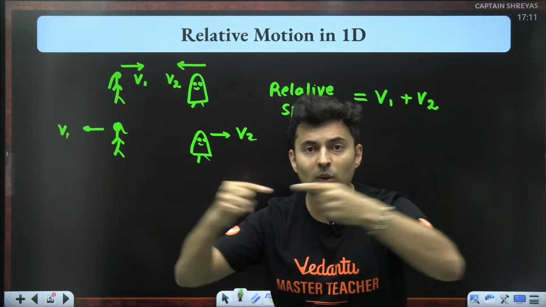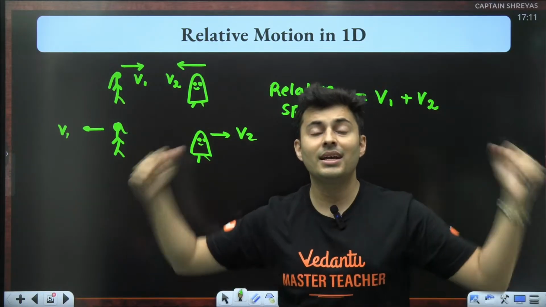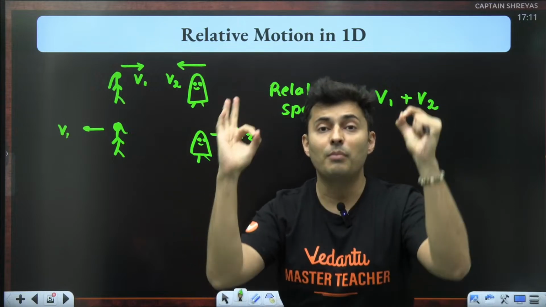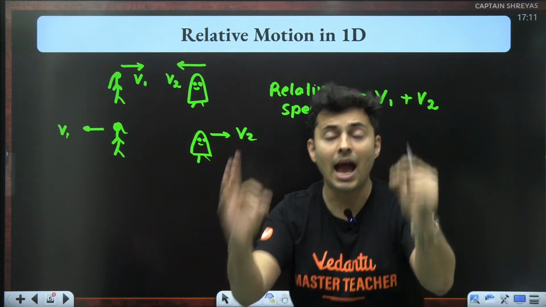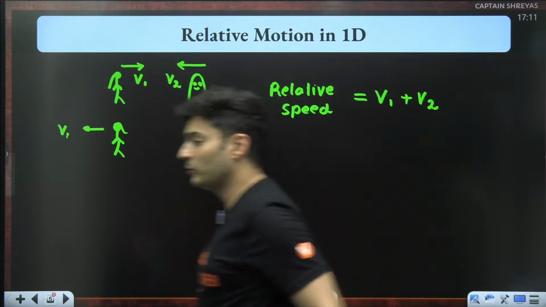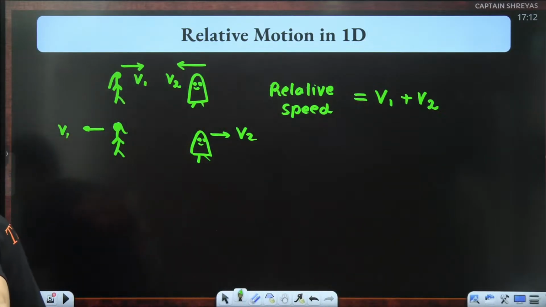So whether moving towards each other or away from each other, understand the speeds, magnitudes will basically add when you find the relative motion. Is that agreeable?